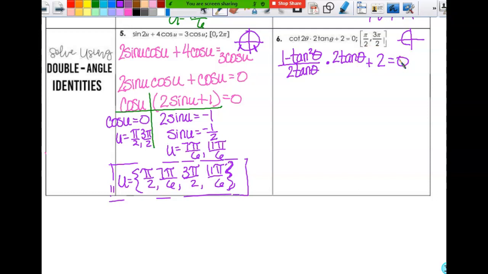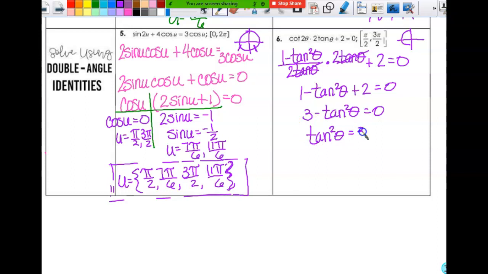Okay. So this is going to work out kind of nicely because I see some things that are going to cancel out. These are going to cancel out. That's going to give me 1 minus tangent squared theta plus 2 equals 0. So 3 minus tangent squared theta equals 0. Tangent squared theta equals 3. So tangent theta equals plus or minus the square root of 3.